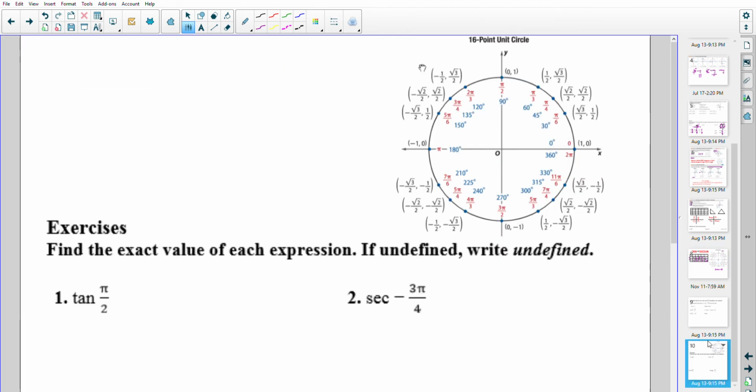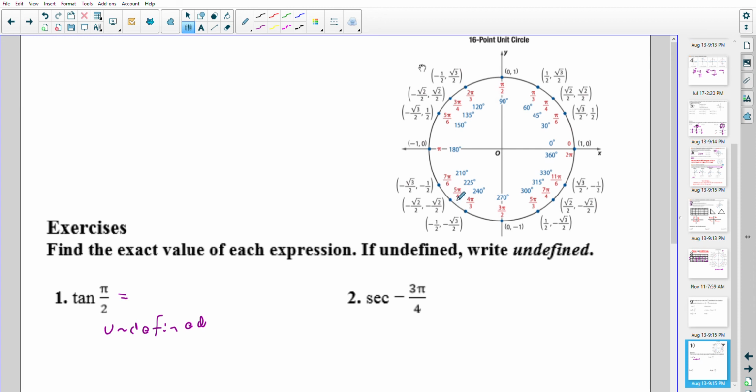More specifically, if we look at these examples, tangent of pi over 2 is going to be y over x, which is 1 over 0, which means that this is going to be undefined. I'm not going to put 1 over 0; I know it's going to be undefined. Secant of negative 3 pi over 4: negative 3 pi over 4 goes in the clockwise direction, and that is going to be right here.